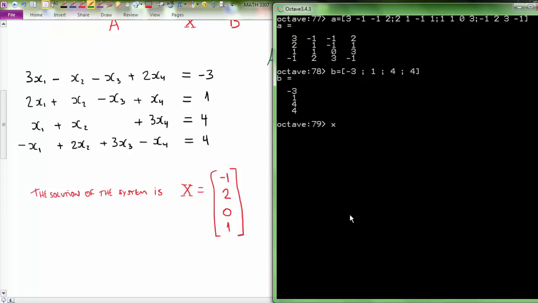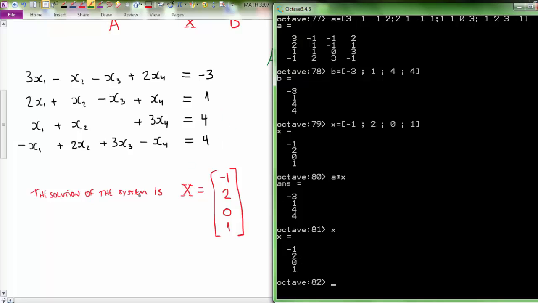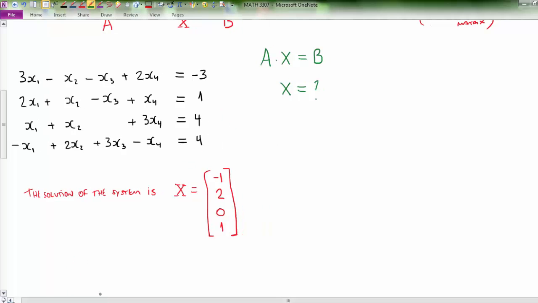Now let me type here the solution. I'm just typing so you can see how the matrix equation works. We're not solving anything. I'm already giving you the solution right here. Okay, so if I multiply A times x, look what I got. I got the right-hand side. So x here is the solution of this matrix equation. A times x equals b.